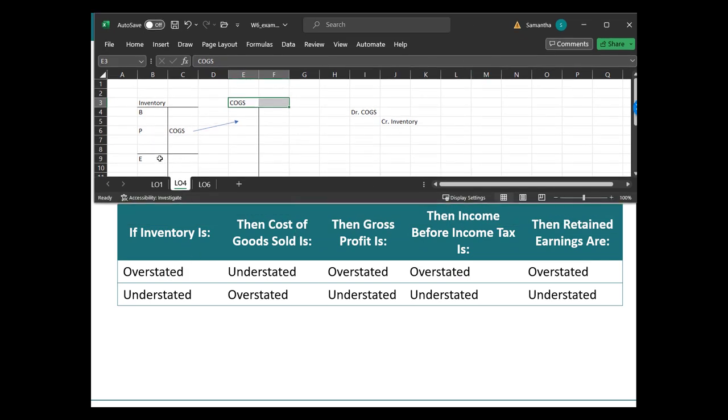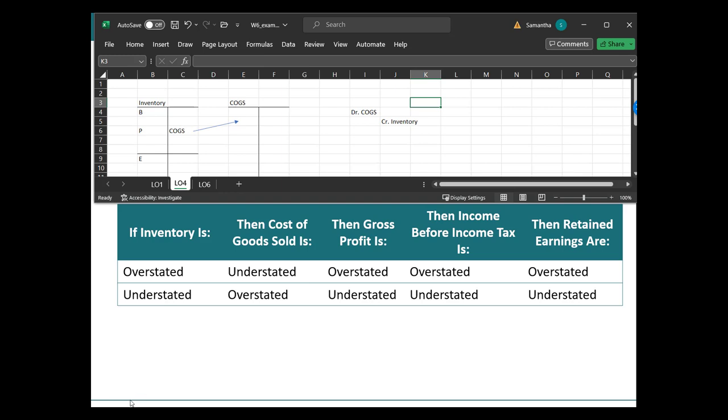If inventory is understated, that means we put too few here, and our cost of goods sold is then going to be understated. And if our expense account is understated, then our gross profit is overstated. Gross profit flows through to income, and then that flows to retained earnings.